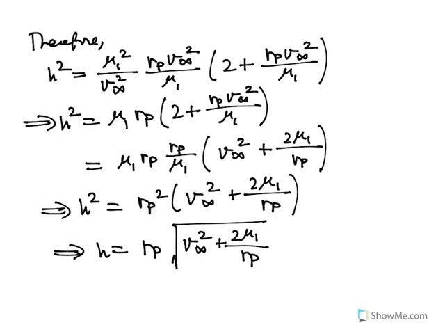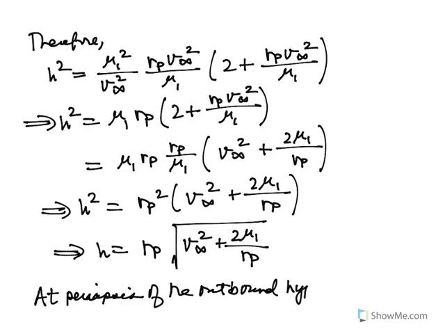But we know the following. So now this is the next thing. So at periapsis of the outbound hyperbola, we have that h is equal to RP times vp.